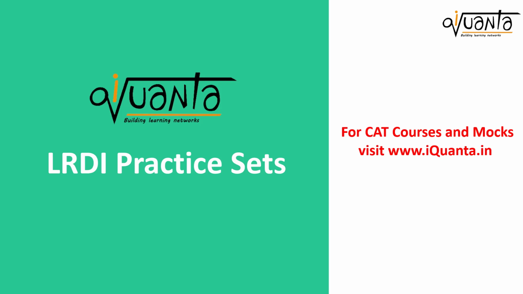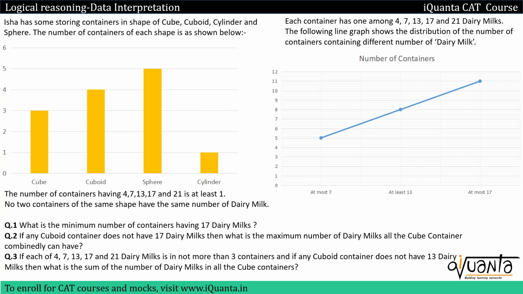Hello everyone, in this video we'll solve a very good set which is a combination of both DI and LR. So the question is, Isha has some storing containers in shape of cube, cuboid, cylinder and sphere. The number of containers of each shape is as shown below. So she has 3 cube containers, 4 cuboid containers, 5 sphere containers and 2 cylindrical containers.